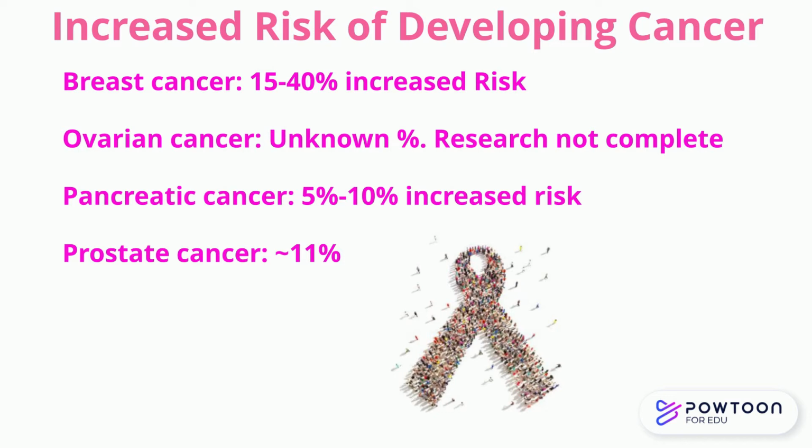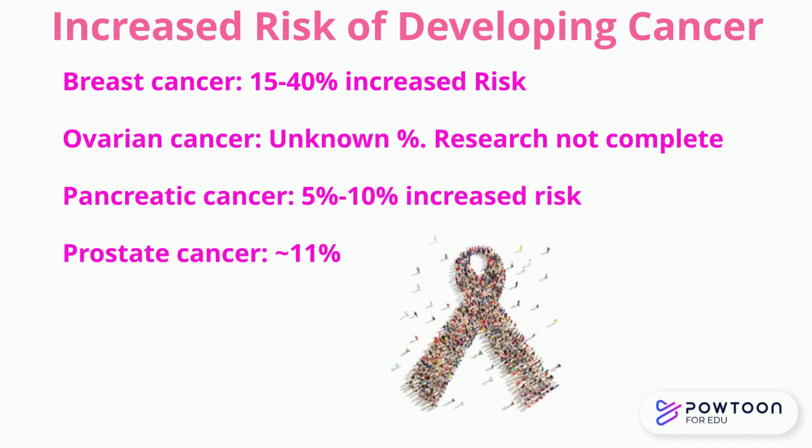A mutation in the ATM gene can increase your risk of developing breast cancer by 15 to 40%. The mutation can also cause your risk for developing pancreatic cancer to increase, but the increase is not as high as the risk for breast cancer and is about 5 to 10%. The mutation may also increase your risk of developing ovarian cancer. However, scientists have not completed research in this area, so the risk is not fully understood.